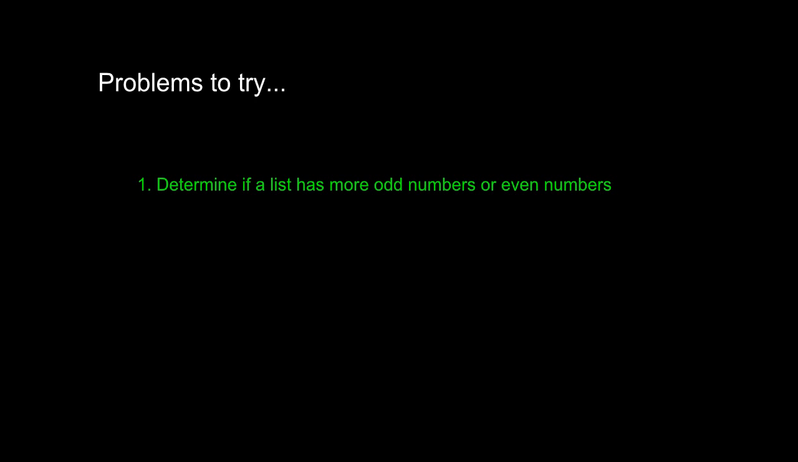Problem 1. Determine if a list has more odd numbers or even numbers. Problem number 2. Find the two values in a list of numbers that are closest to each other. Try to come up with multiple ways to solve these using spreadsheets, then try turning those spreadsheets into code.